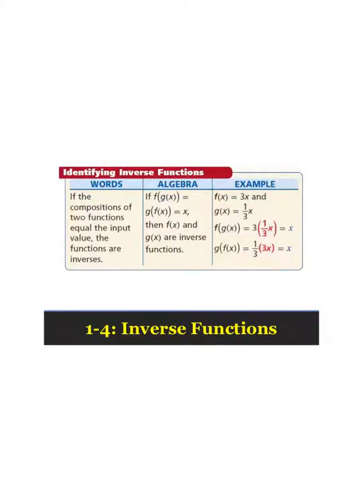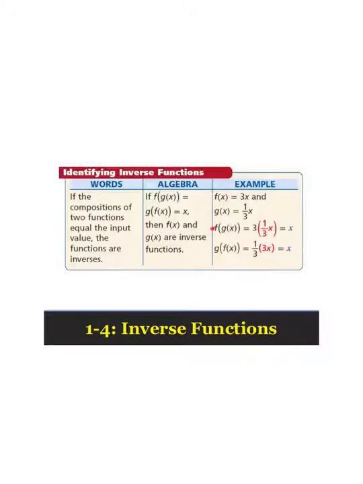This is just what the words are saying of that property: if the compositions of two functions equal the input value, the functions are inverses. So if I have two functions, over here you have 3x and 1/3 x. If I do f of g of x and then g of f of x, if those compositions turn out to be just x, then the functions are inverses of each other. So let's go ahead and look at that.